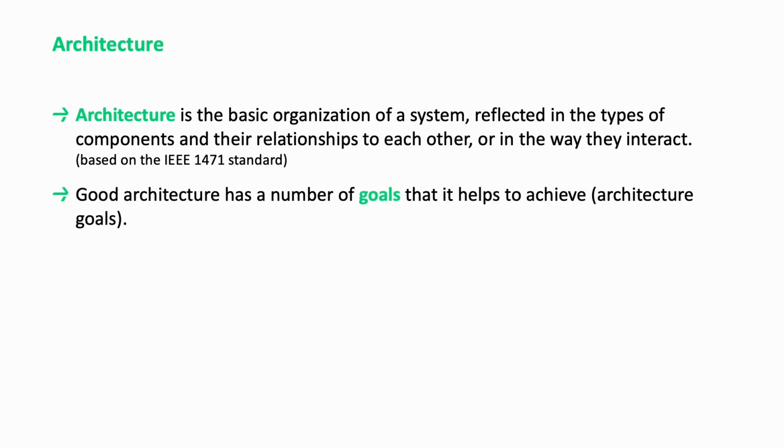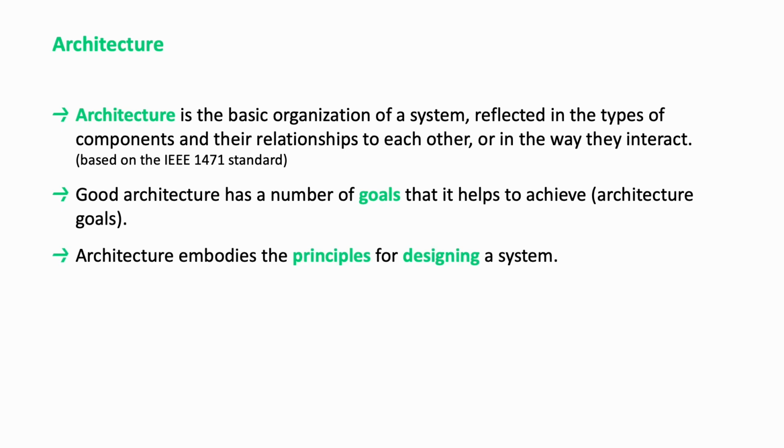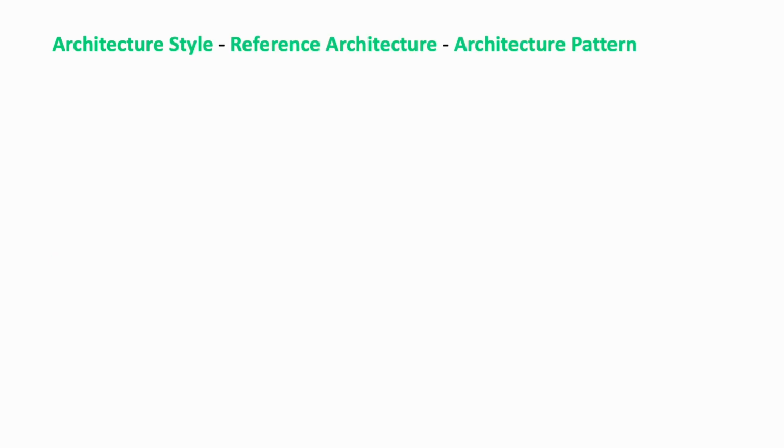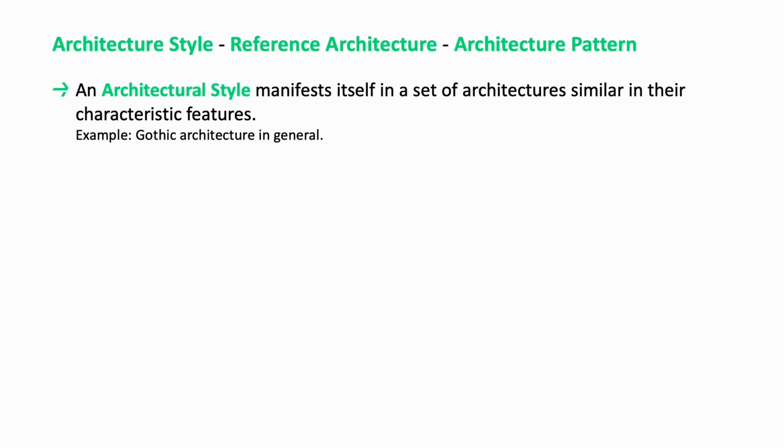Good architecture, as I said, has a number of goals that it helps to achieve. And architecture embodies the principles for the design of a system. That means it is about the design principle, not about all the details of the design. And then other terms. An architectural style manifests itself in a set of architectures similar in their characteristic features. Example: Gothic architecture in general.